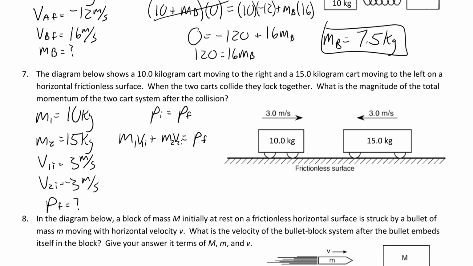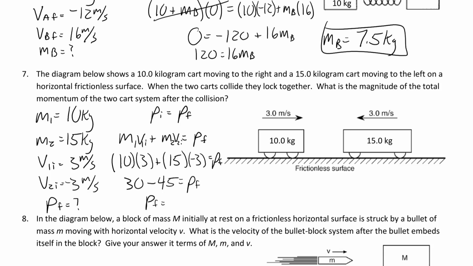Okay, so you substitute in. And don't forget to make this a -3 because they're going against each other, right? This one's going to the left, so we make that negative. Then you get 30 plus -45 is equal to PF. So minus 45 is equal to PF. So the final momentum and the initial momentum is equal to -15 kilogram meters per second.